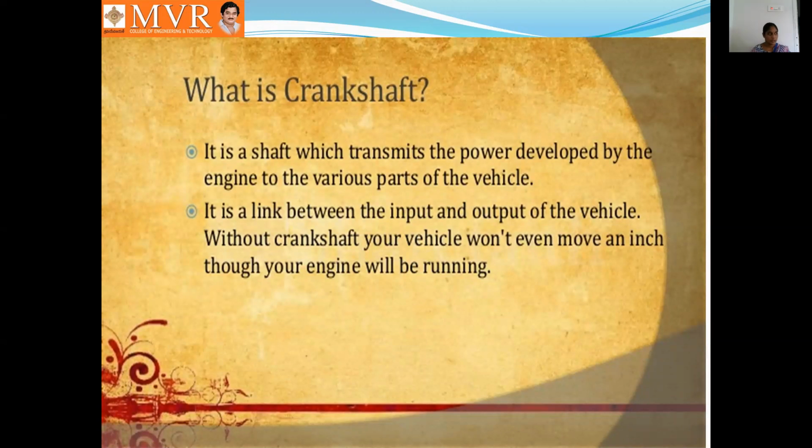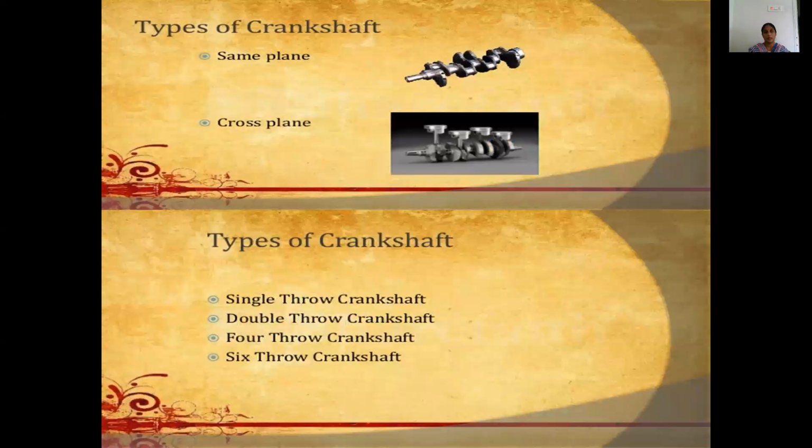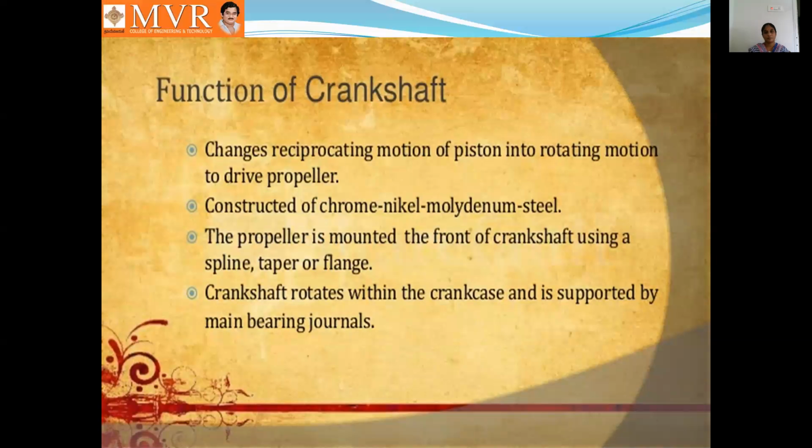Okay, have you understood? The crankshaft transmits the power developed by the engine to the various parts of the vehicle. It is a link between the input and output of the vehicle. Without the crankshaft, our vehicle won't move an inch even though our engine will be running. Types of crankshaft are same plane and cross plane. Types of crankshaft are also single throw, double throw, four throw, and six throw.